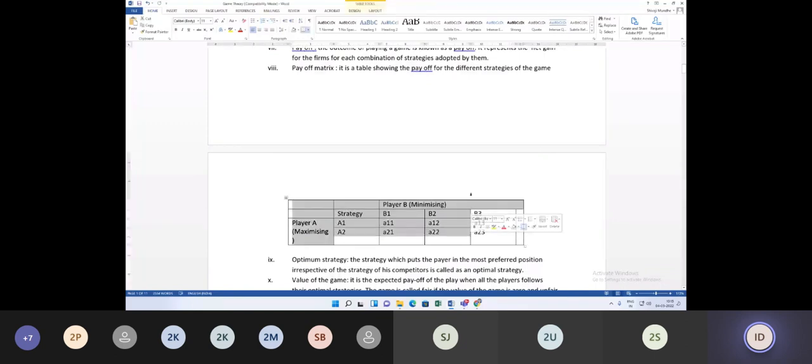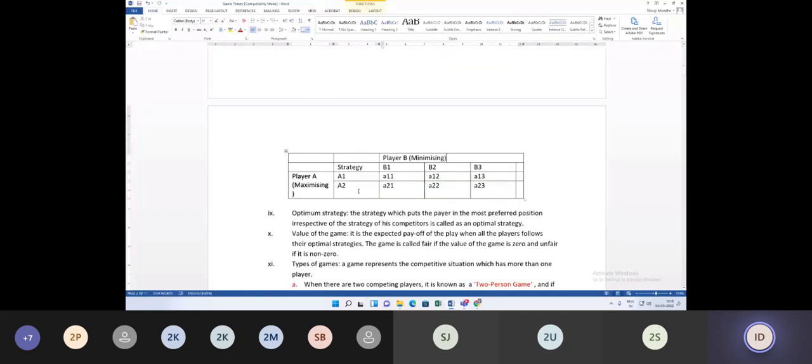As I said last time, player A is the maximizing player and player B is the minimizing player. That means the aim of player A is to maximize the profit, and the aim of player B is to minimize the loss. Now the strategies, as I said, there may be more than two strategies. If there were only one strategy, there would be no need to apply game concepts. So there are always more than one strategy. So strategies A1 and A2 for player A. There are two strategies. For player B, there are B1, B2 and B3.